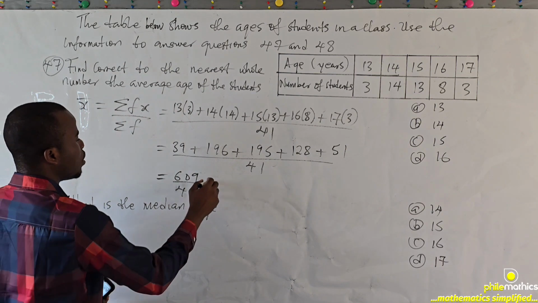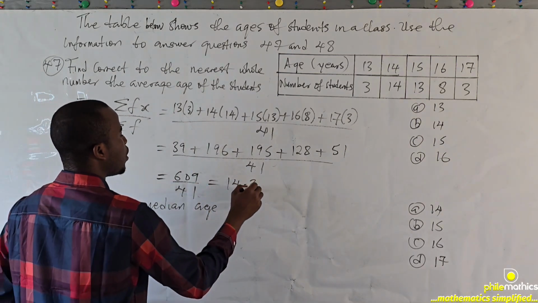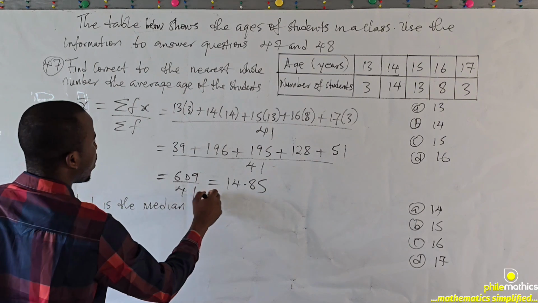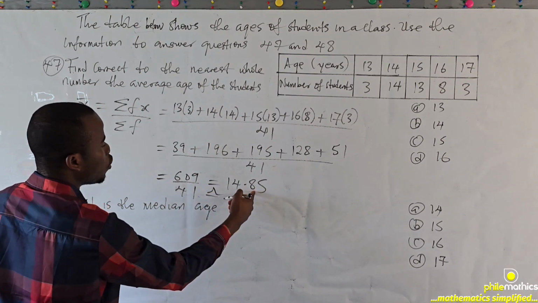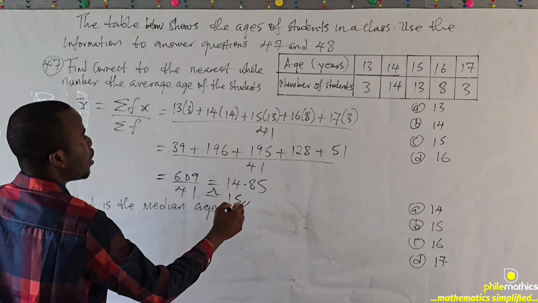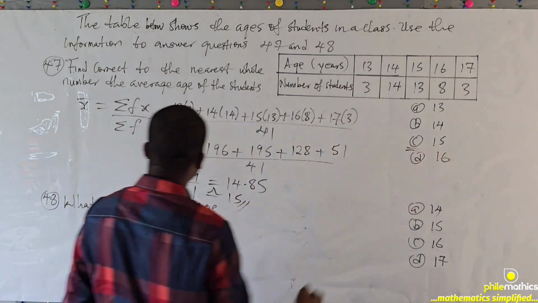And if we divide this, we will get 14.85. We are asked to approximate it to the nearest whole number. This will be approximately, 5 and above we round up, so it is 15. And the correct option is C.